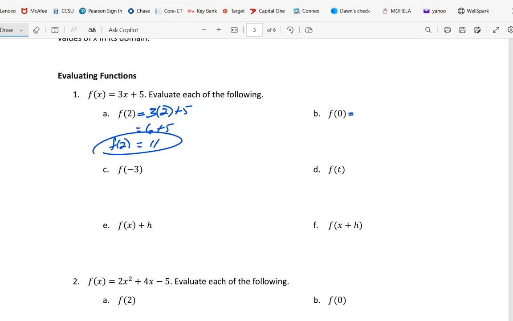Notice in B, we have f of 0. In place of the x, there's a 0. So it's 3 times 0 plus 5, or 5, because 3 times 0 is 0, plus 5 is 5. And I'm just going to keep going.